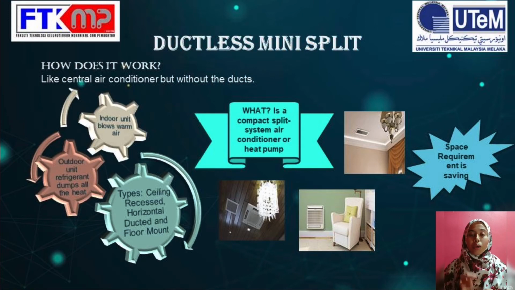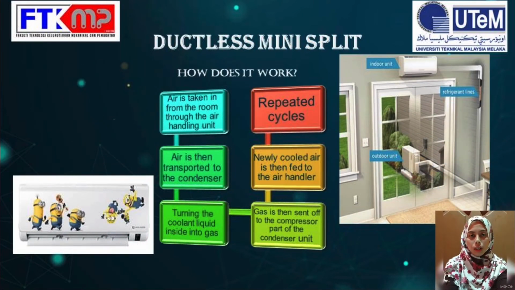and floor mounted. First off, the air is taken in from the room through the air handling unit. The unit can be seen on the wall on the inside of homes and places of work outfitted with an HVAC system. This air is then transported to the condenser outdoor unit via a series of pipes where it is brought into contact with a series of coils containing coolant.